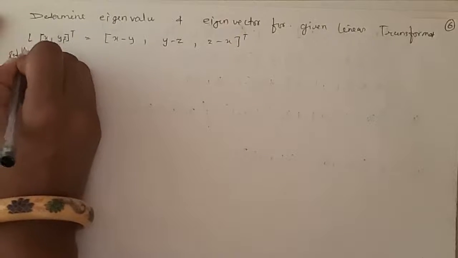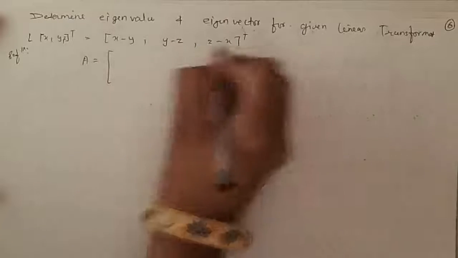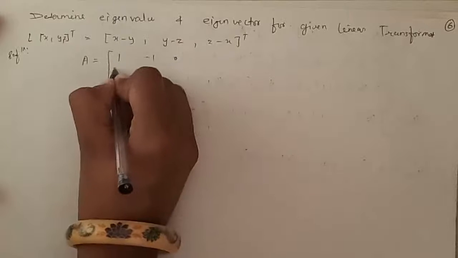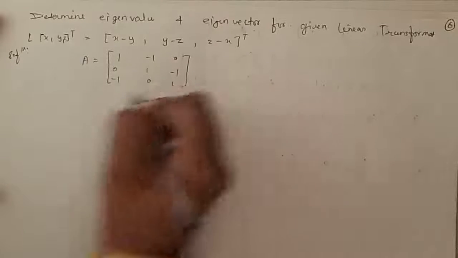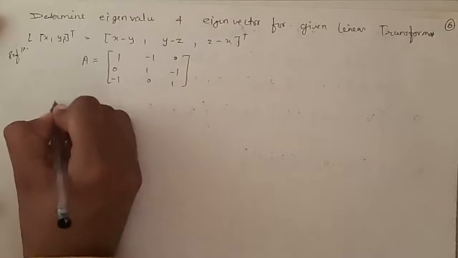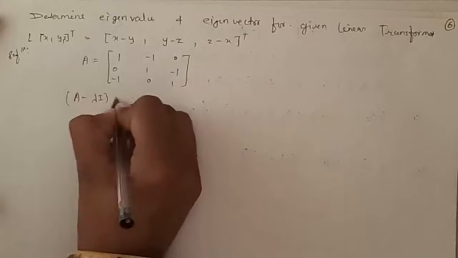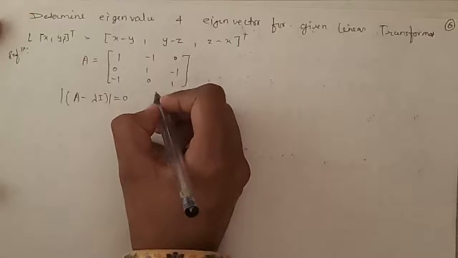Solution. First of all, we will form a matrix A. So here it is a transformation, so I will write [1 minus 1 0; 0 1 minus 1; minus 1 0 1] as matrix A. Now to find eigenvalue, I will write characteristic equation: determinant of A minus lambda I is equal to 0.